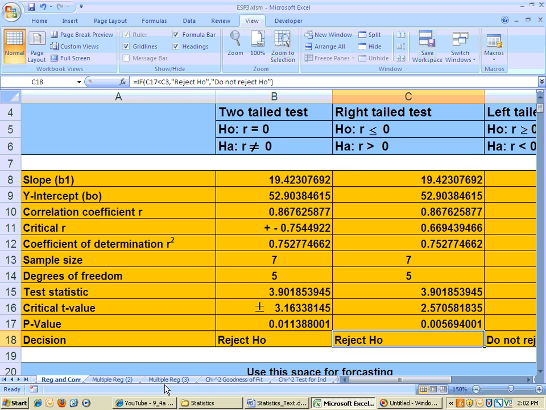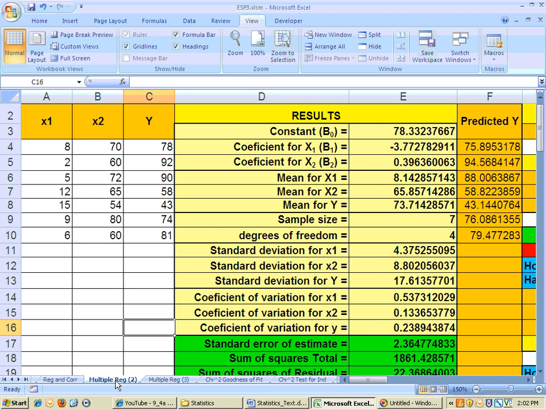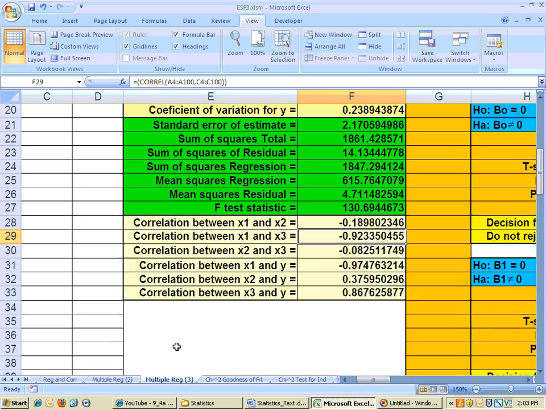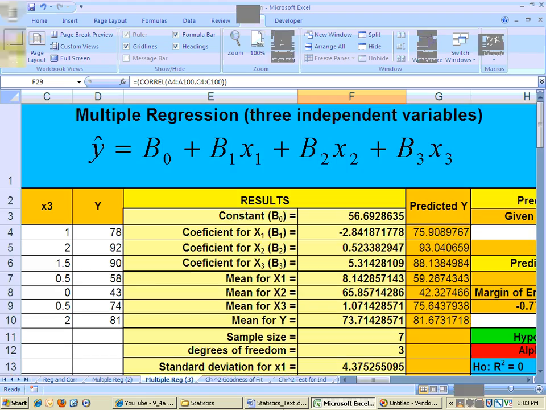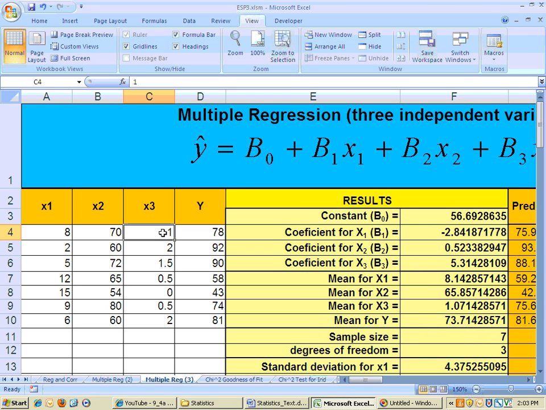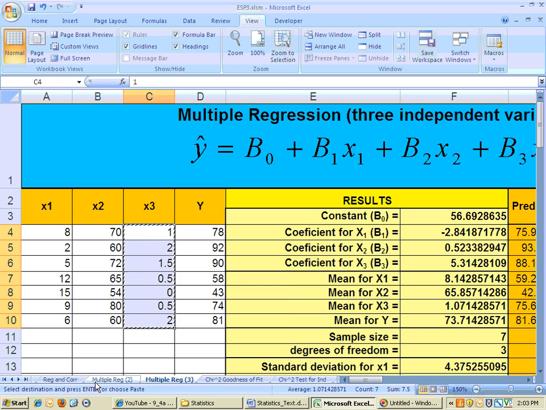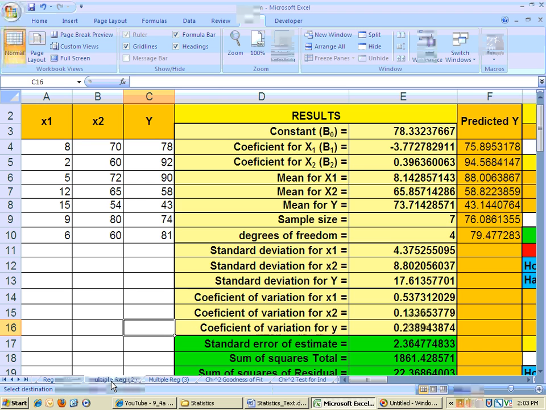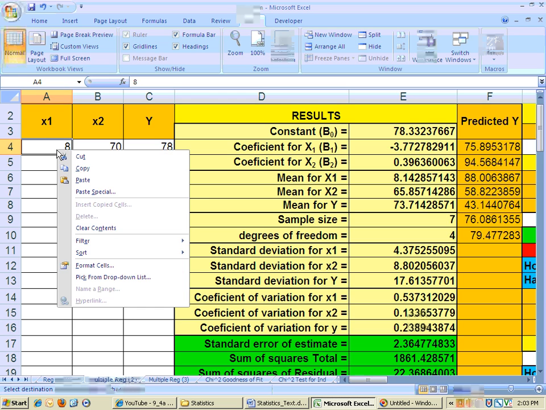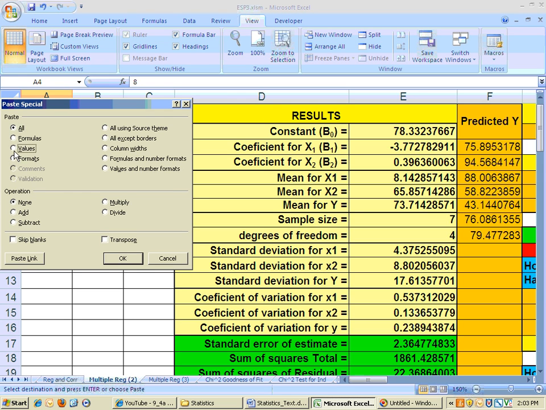So if I go back to the multiple reg 2 sheet, where there are two independent variables, and replace this X1 here, which is the number of absences, with the X3 variable, which is the number of hours on homework, let me go ahead and do that. Copy and take that right there and paste special that in as values.